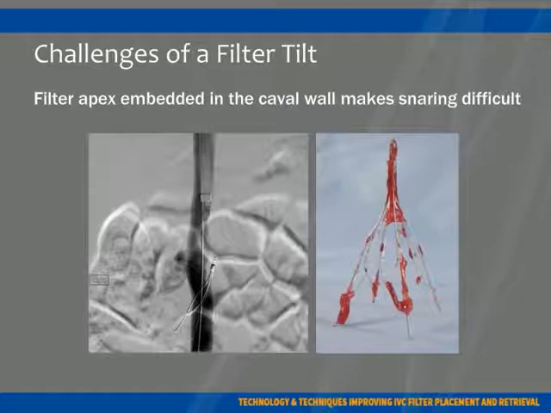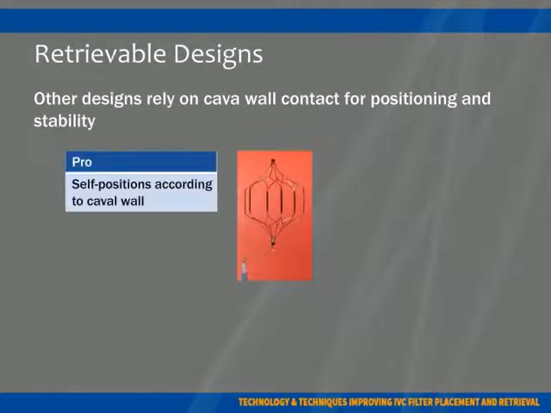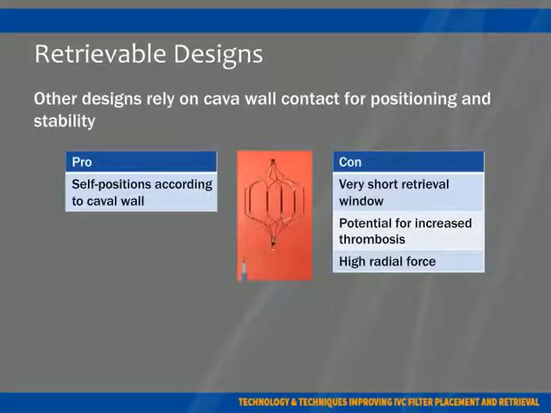You can see this is a filter that's embedded in the wall here. There are other filters that don't have hooks at all and just rely on radial force. But the problem with this particular filter, which we put in hundreds of at one point until we realized it, is that it changes the way blood flows in the cava, and so it self-positions, it doesn't tilt, but caval thrombosis with this filter is very high, and we saw this probably 10 to 1 compared to all our other filters.